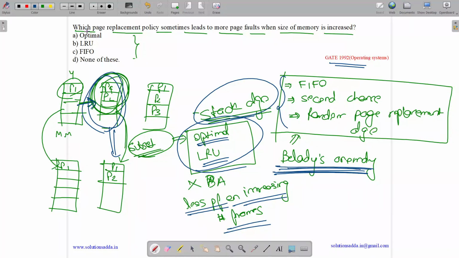So the question was asking which page replacement policy leads to more page faults on increasing the size of memory, which means which page replacement suffers from Belady's anomaly. So the answer is FIFO, second chance and random. So we have FIFO over here. So the answer is option C.